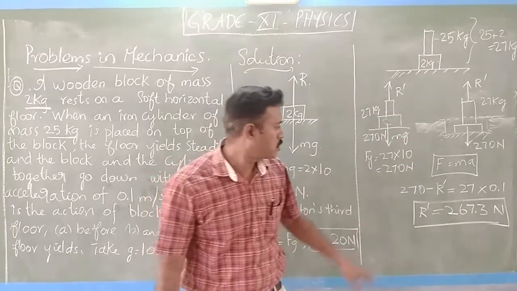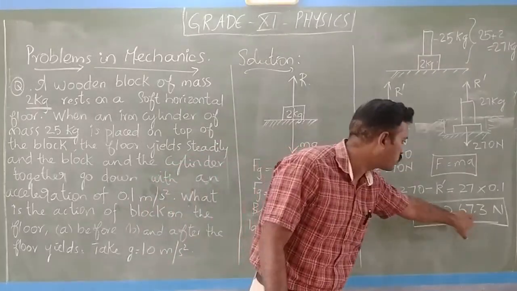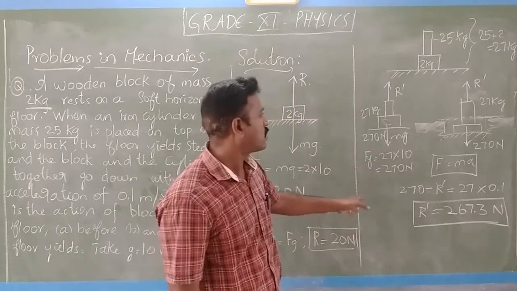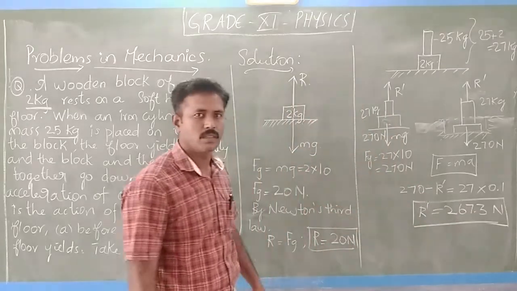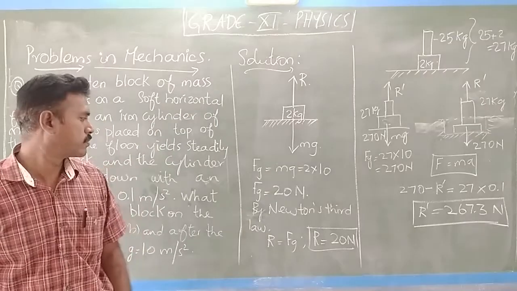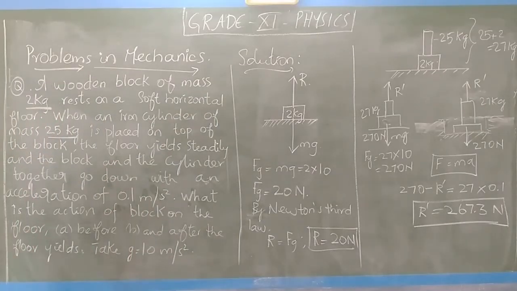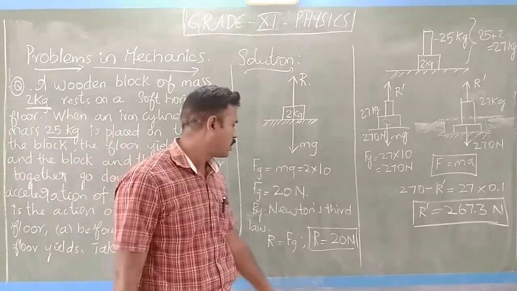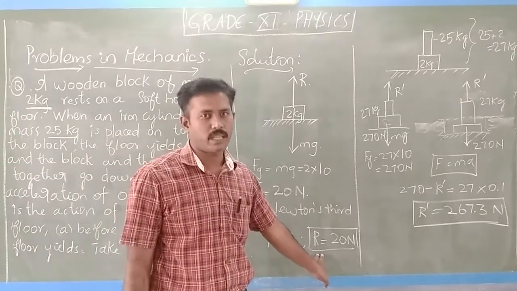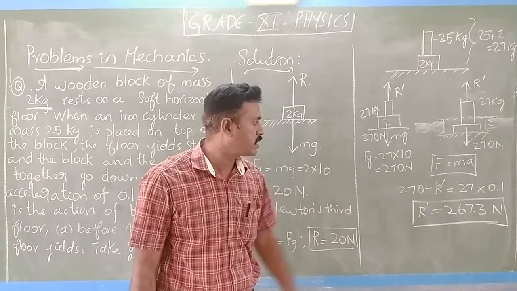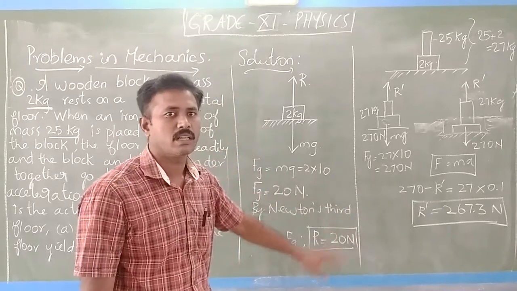Okay, so R dash is 267.3 and this F down is 270. Clear? So before I keep this weight, I have 20 Newton, and after I keep this weight, you see the changes in the R dash.